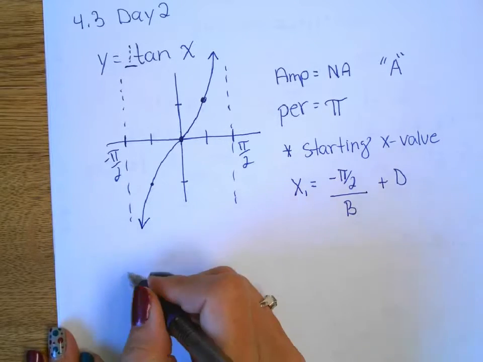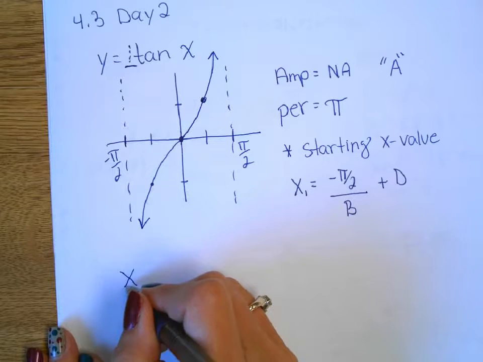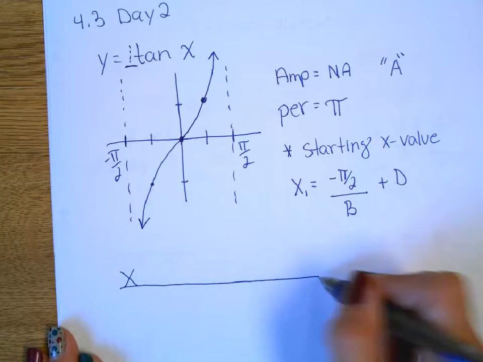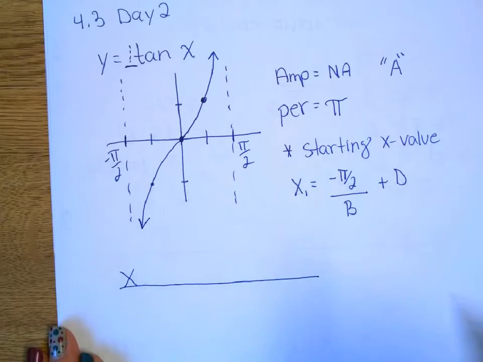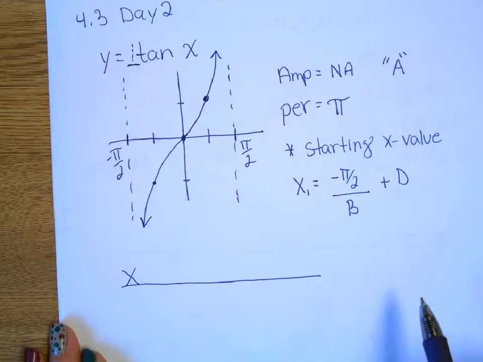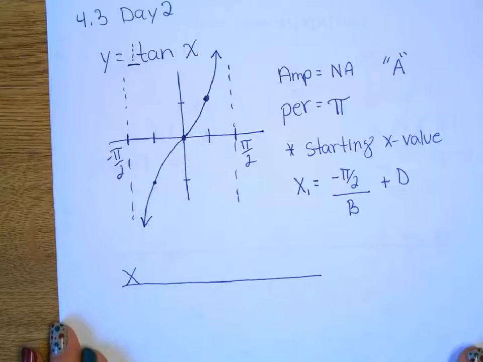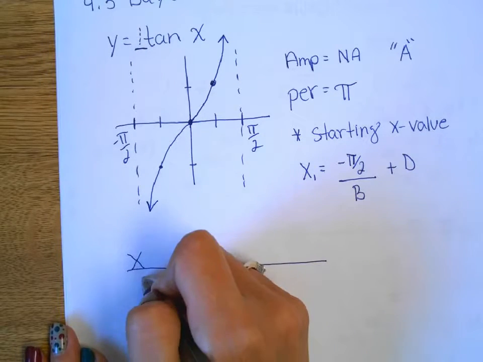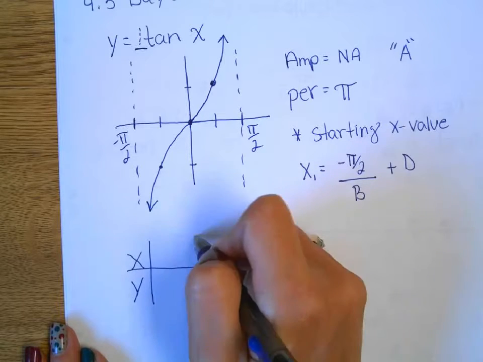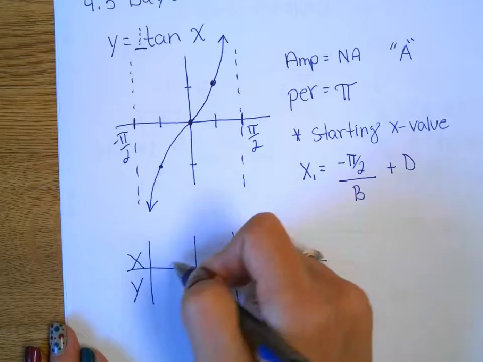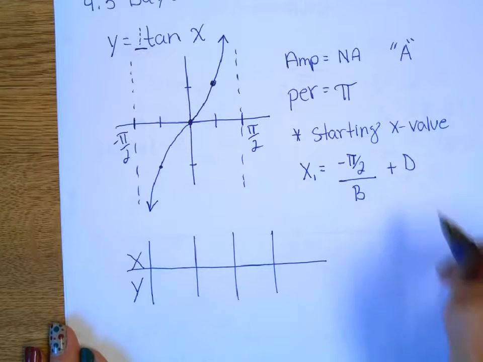All right, so now let's do the table and make the pattern. Wait, what's D? D is the phase shift. I'll put it in after we put the A, B, C, and D in. Remember, the D is in the parentheses with the X.